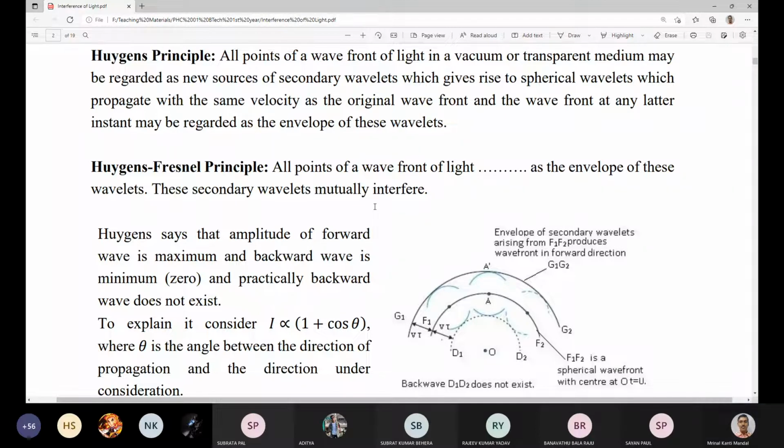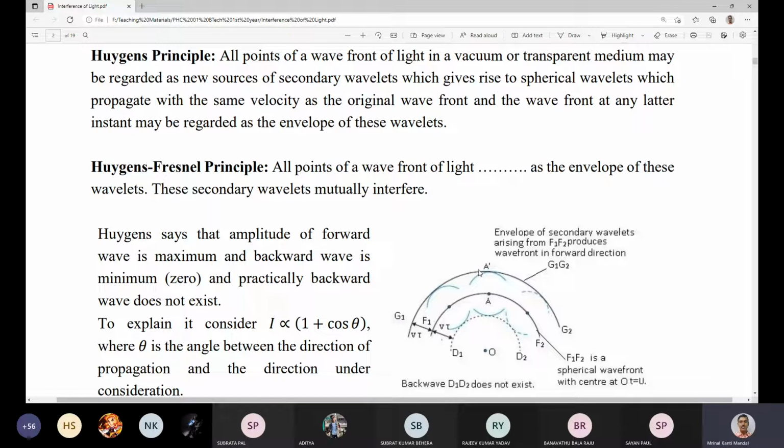Now, Huygens says the amplitude of the forward wave is maximum and the backward wave is minimum, 0, right? And practically, the backward wave does not exist, right? If you disturb a wavefront, suppose at these 3 points, then it will give you spherical secondary wavelets, and at any later instant you can consider the wavefront regarded by these secondary wavelets. So in the backward direction, this is the wavefront. In the forward direction, this is the wavefront, right?